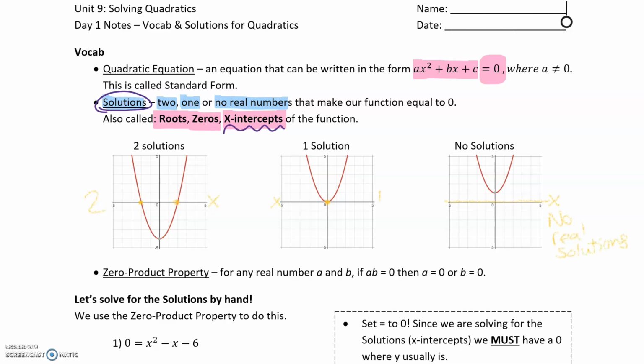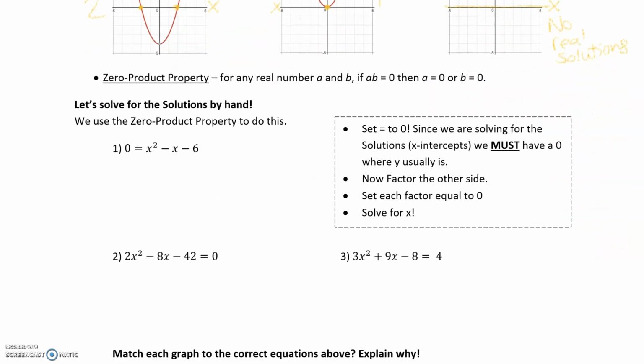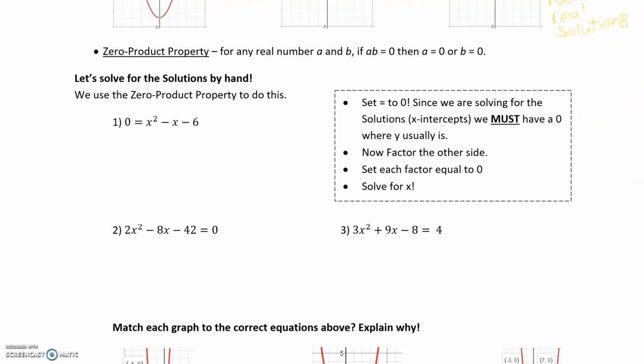Okay, so now we're going to talk about how we can possibly find those solutions. We're going to be using something that we call the zero product property. Okay, and what that says is for any real numbers a and b, if a times b equals 0, then that means either a is 0 or b is 0. Okay, that should make sense.